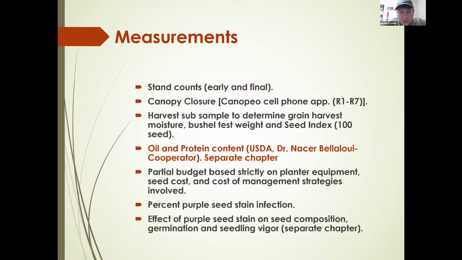in this presentation. We did a partial budget, but that was strictly going to be based on planter equipment, seed costs, and cost of management strategy. That had no herbicide or insecticide inputs factored into it. We did a percent purple seed stain infection, and then the effect of purple seed stain on seed composition, seedling vigor, and germination. And like I said, we won't be talking about that in this presentation either.